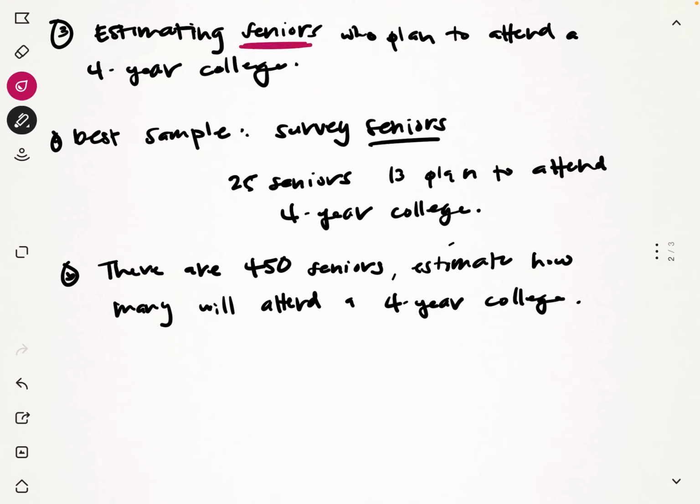So when we do our sample, we have to make sure that we survey seniors. So that's the first part of this question. So you're going to have 3 options. Make sure you survey the set of people that is being represented or that we're trying to find information of. If it were freshmen who plan to attend the four-year college, that wouldn't be as good a set of data because we're trying to identify the seniors.